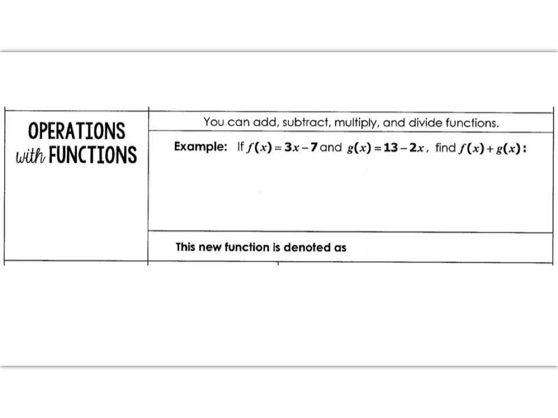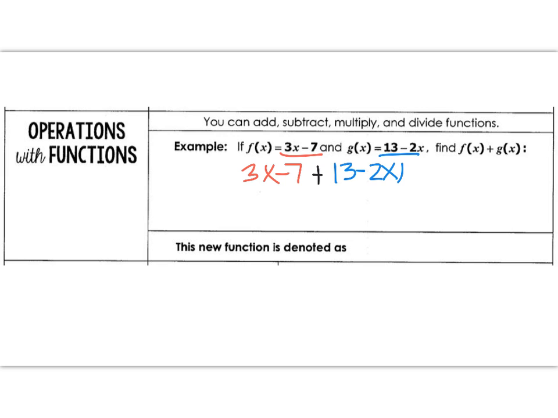When we're talking about operations with functions, we're saying that you can add, subtract, multiply, and divide functions. So for example, if you're given f of x equals 3x minus 7 and g of x equals 13 minus 2x, and we want to find what f of x plus g of x is, all we need to do is take whatever f of x equals, so 3x minus 7, we're adding it together with what g of x equals, 13 minus 2x.